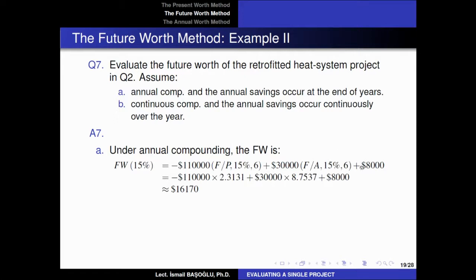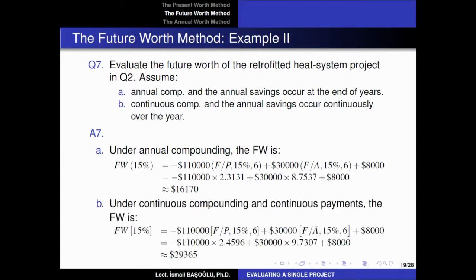And the final value of the heating system, when we want to sell it at the end of the 6th year, is going to be $8,000. We do not multiply it with anything because our objective is to calculate the value of the system at that time point, and the result will be 16,170.